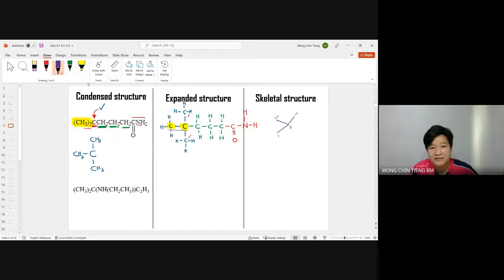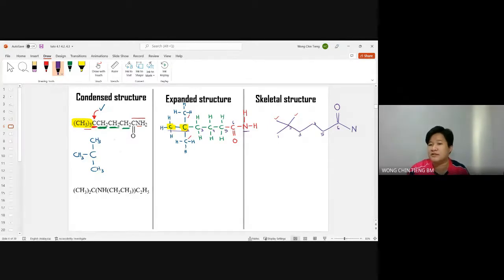Lepas tu bergerak daripada carbon second, saya bergerak kepada carbon third, fourth, fifth. Ada tiga. Okay. So sampai ke lima, masuk ke enam. Carbon enam pegang double bond O. Saya akan letak terus double bond O. And then remember in the skeleton, we only hide hydrogen and carbon. Okay, and we show nitrogen, betul? Therefore, daripada carbon 6 turun ke bawah, dia adalah nitrogen. Sila tunjuk nitrogen tersebut.